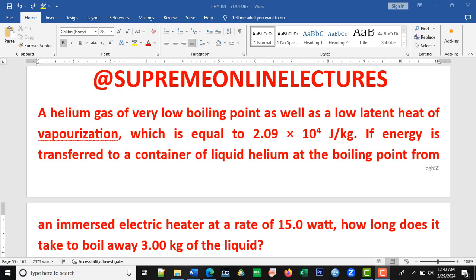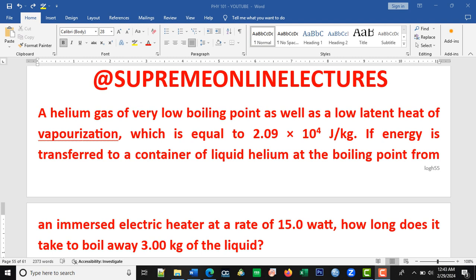This example on heat says, a helium gas of very low boiling point as well as low latent heat of vaporization, which is equal to the value 2.09 times 10 to the power 4 joules per kilogram. If energy is transferred to a container of liquid helium at the boiling point from an immense electric heater at a rate of 15 watts, how long does it take to boil away 3.0 kilogram of the liquid?